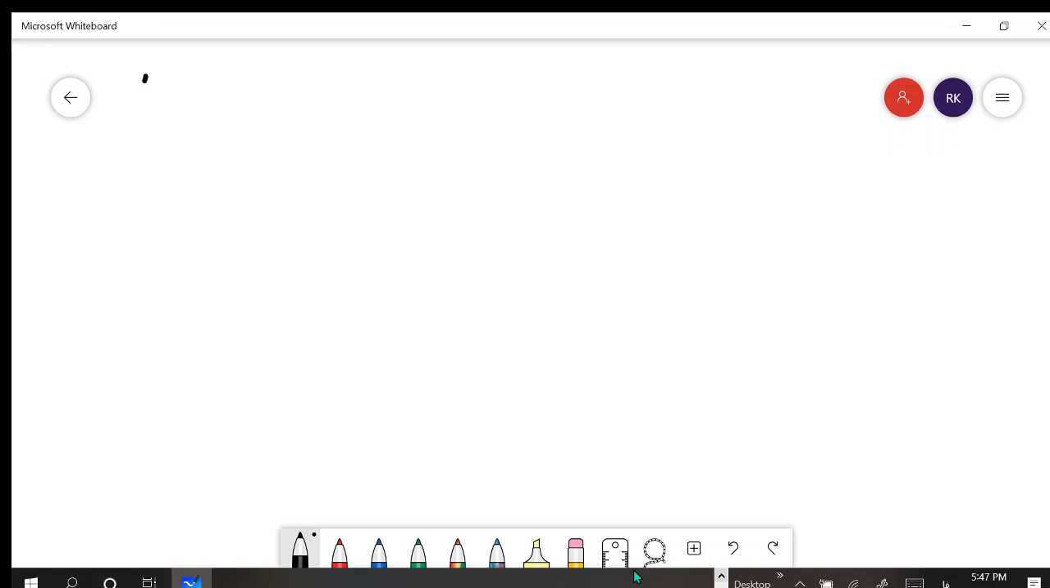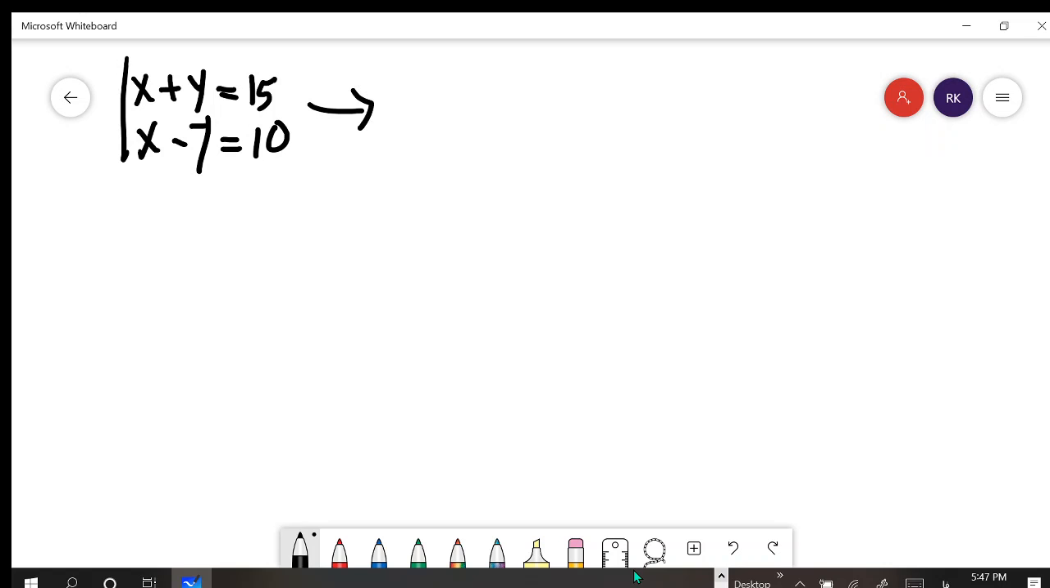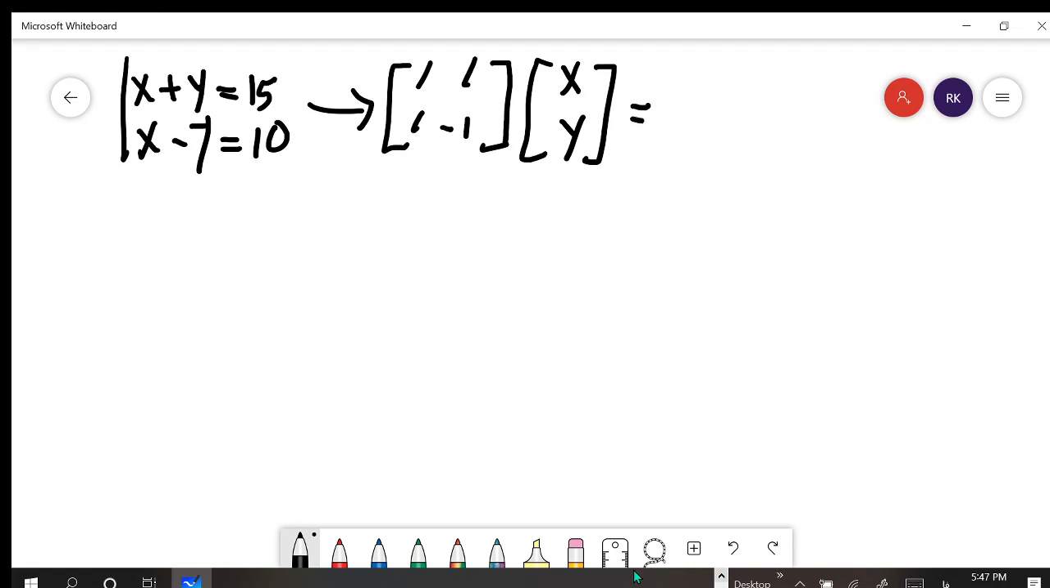So the good thing is that if I have something like this, I can write it as a matrix equation: 1, 1, 1, negative 1 times x, y equals 15 and 10.